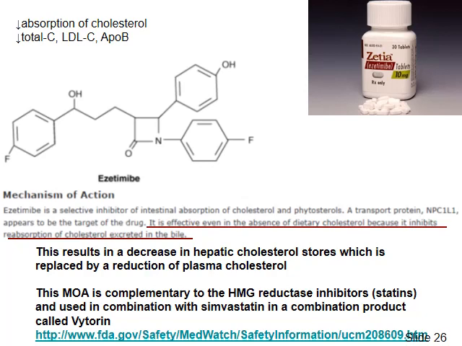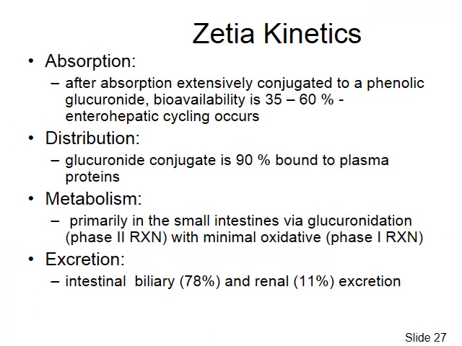Okay, so Vytorin is actually a combination of a statin plus this drug, ezetimibe. So what can we say about ezetimibe? Well, in terms of absorption, it's extensively conjugated to a glucuronide. Its bioavailability is sufficient for use, about 35 to 60%. So it's given orally. It's enterohepatic. It's known to undergo enterohepatic cycling.